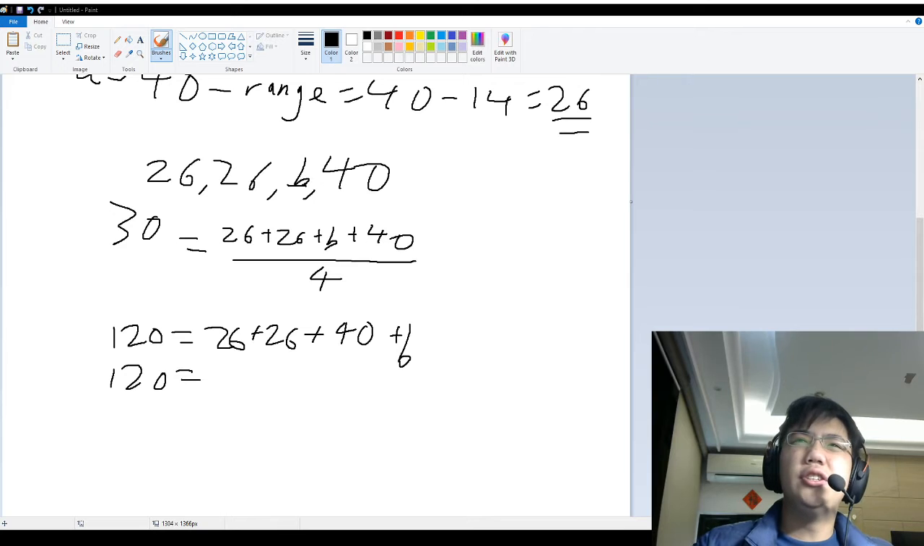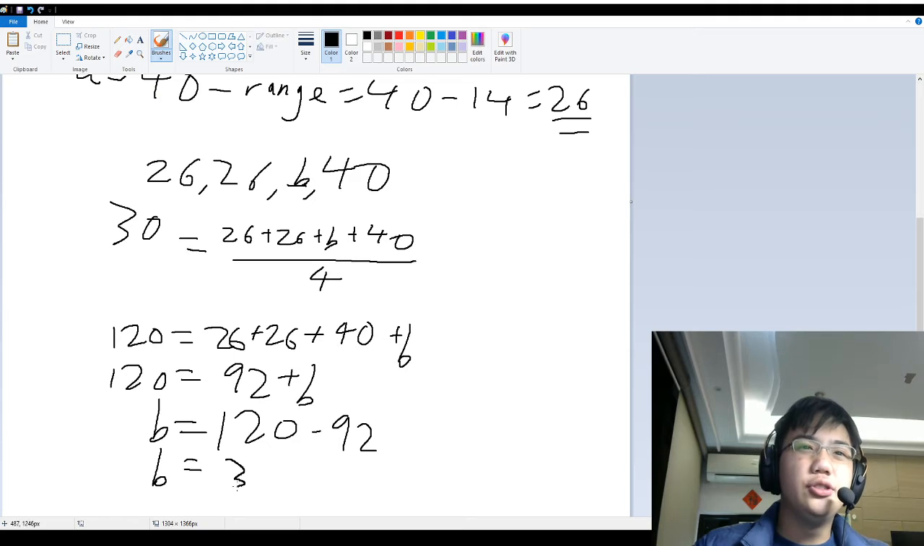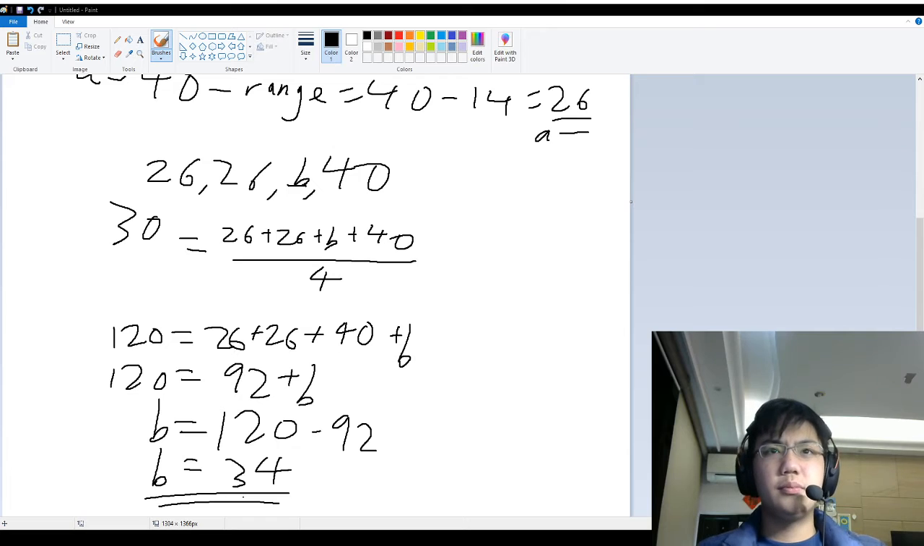Therefore, 120 equals 92 plus B. Therefore, B equals 120 minus 92, which gives us the answer B equals 34. And here we have it. We have the answer of both A and B. So far, so good. All right, next question.